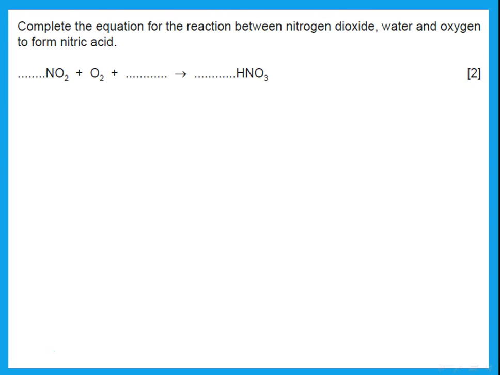Okay, complete the equation for the reaction between... Now he's saying it's a reaction between nitrogen dioxide, water, and oxygen. So he's missing the water somewhere, okay, to form nitric acid, and then now we balance. So let's see. When you balance, you will find that you will need to put 4 here and 4 here and 2 here. Were you able to balance it?